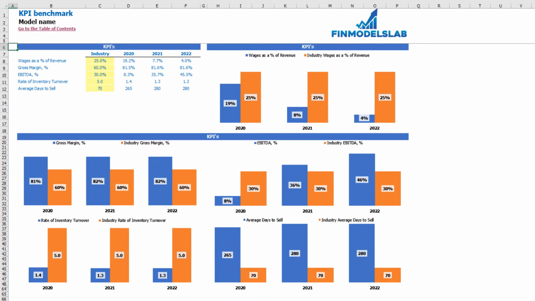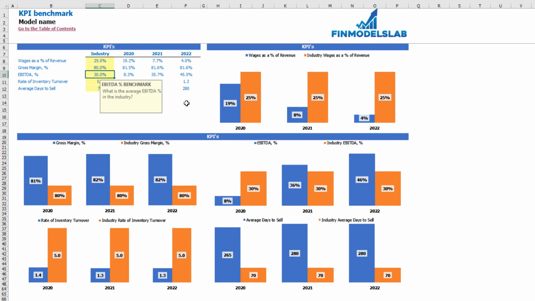Finally, on the KPI benchmarks tab, you may see the industry benchmarks KPIs. So you may set up an industry benchmark which works for your country, region, or specific industry. For example, you know that for your business, the industry-specific benchmark is 80%. So we just update it, and you may see that on the chart with industry gross margin and calculated gross margin, it is updated to 80%.